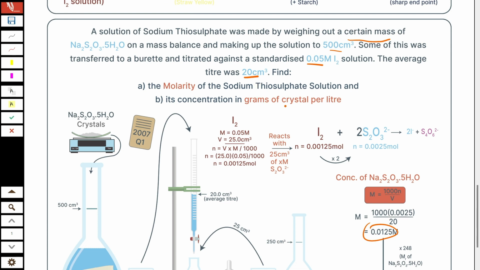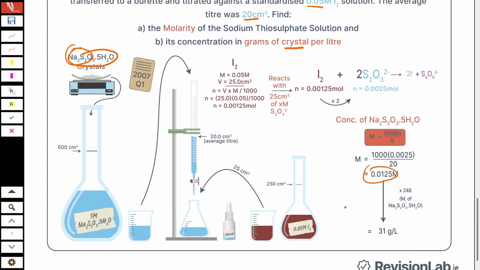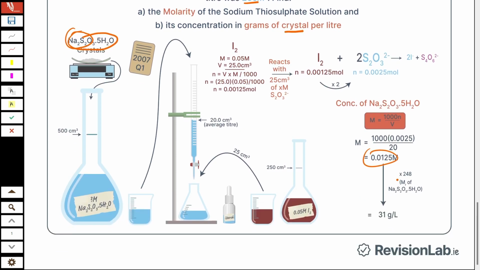Here it says grams of crystal. Crystal means the whole thing. They could just as easily have asked in this question the mass of sodium thiosulphate, which would be just this. Now this is important because now we're dealing with mass, so we're going to be multiplying by the molecular mass. So we need to know which number we're going to be using to multiply by our molarity. Here we're asked for crystals.